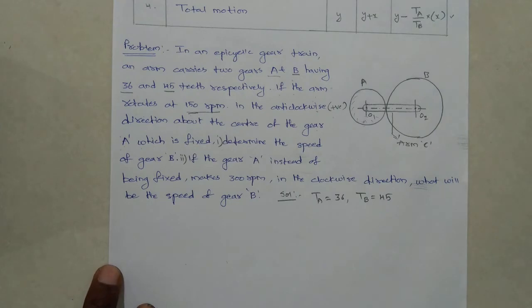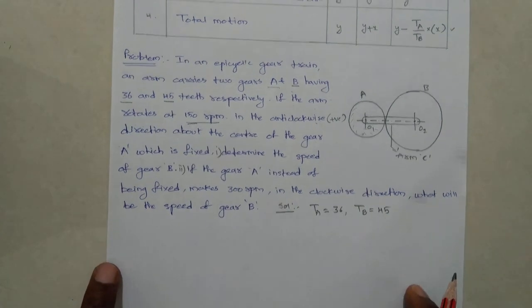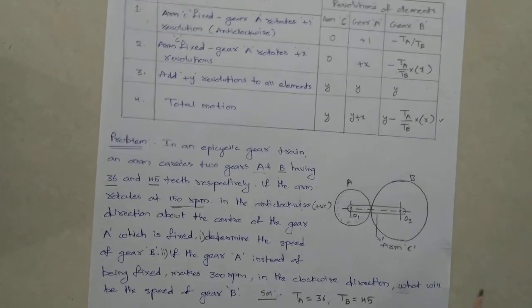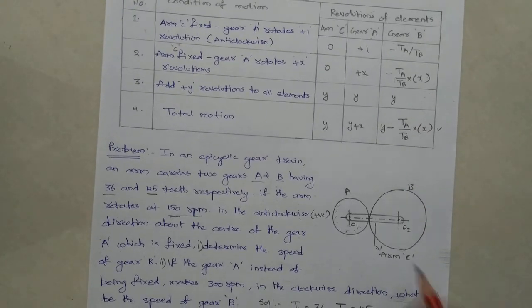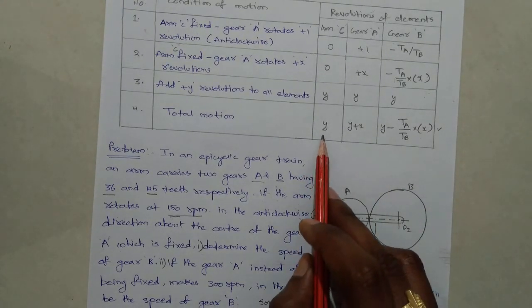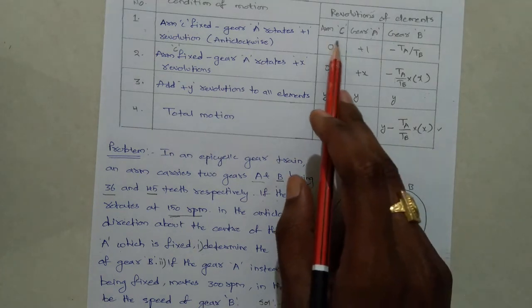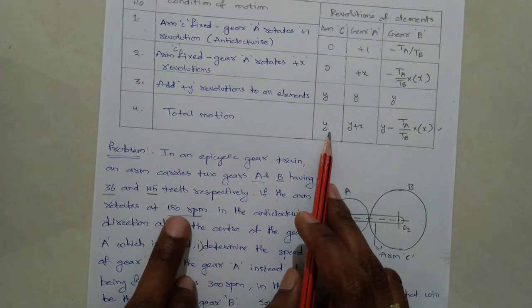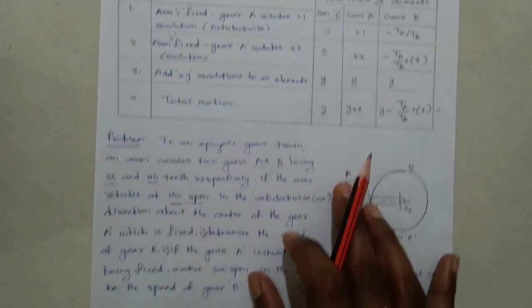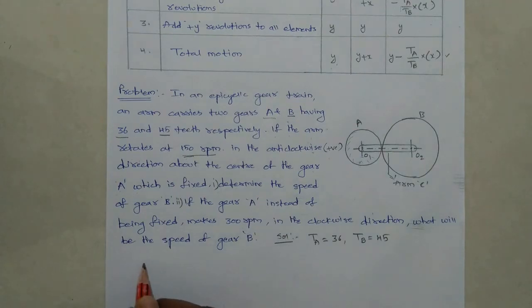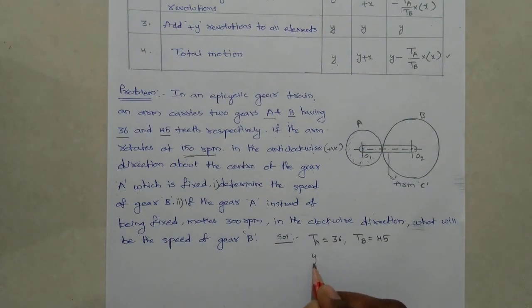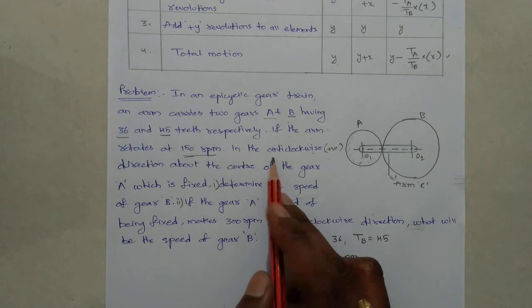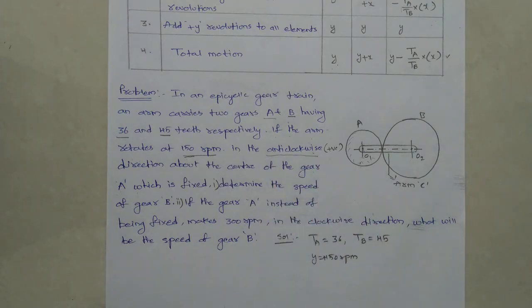In order to identify the speed of gear B, again look into the table. Here, what is the variable which is used to represent the speed of the arm? That is y. So the speed of the arm here is 150. So we have to write y is equal to 150 RPM. I am taking it positive. Why? Because this is rotating in the anti-clockwise direction.